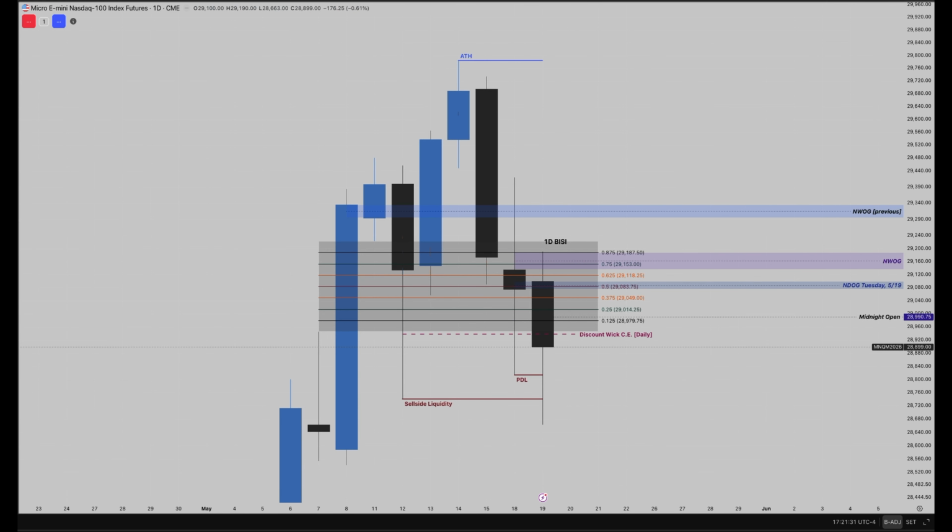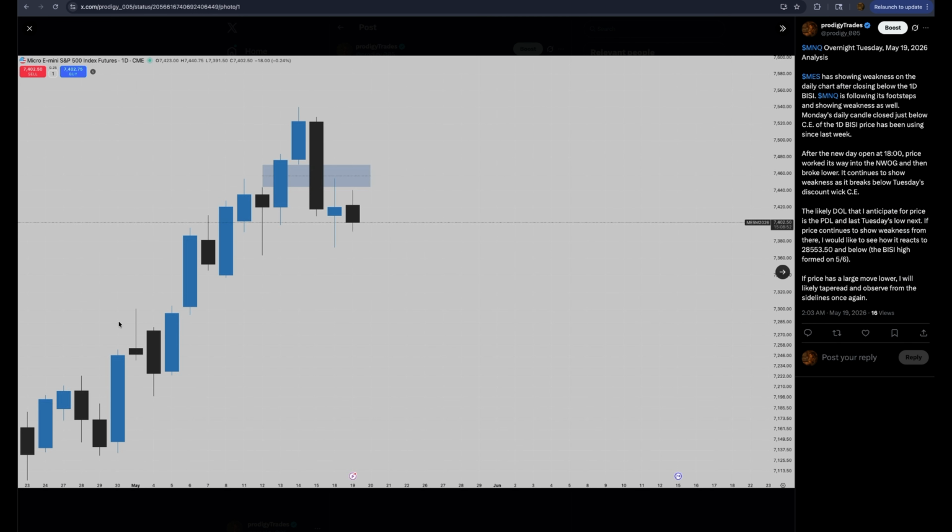Most traders spend all their time obsessing over entries, thinking the secret is finding the perfect PD array. But once you fully understand where price is likely delivering and why it's delivering there, finding entries becomes the least important part. To illustrate this, let's start by looking at the overnight analysis that I posted last night.